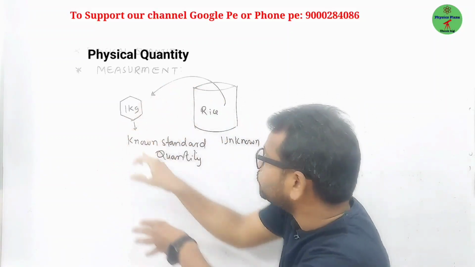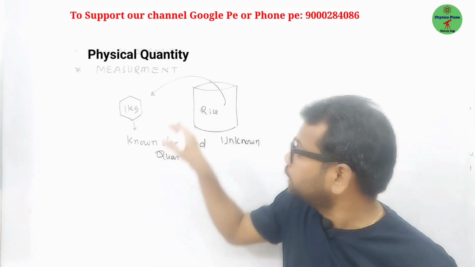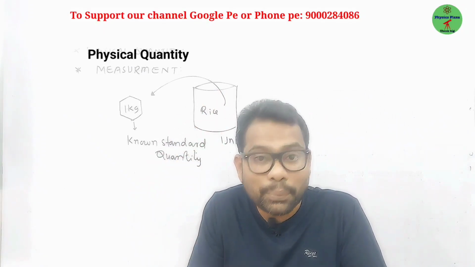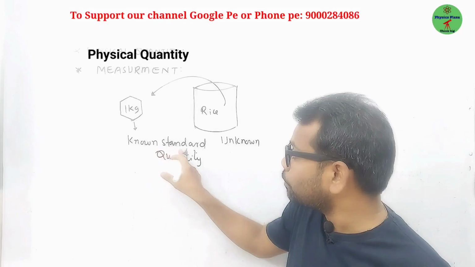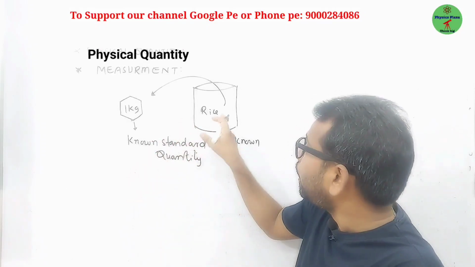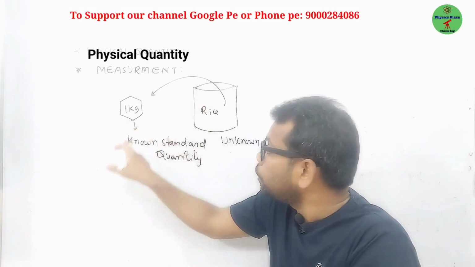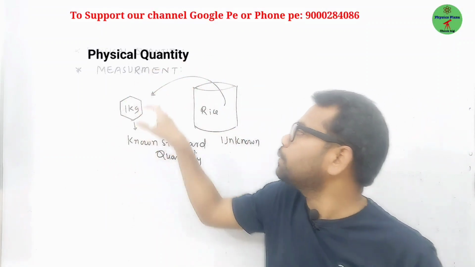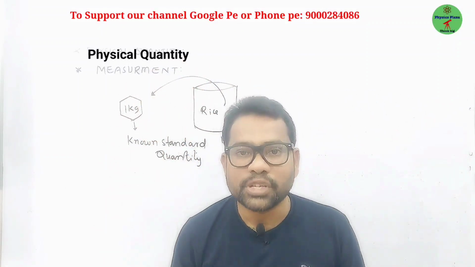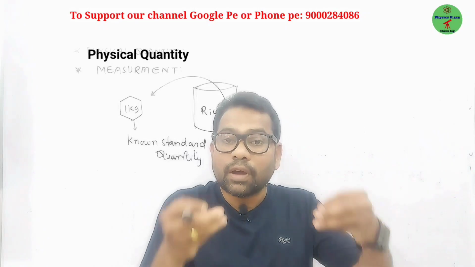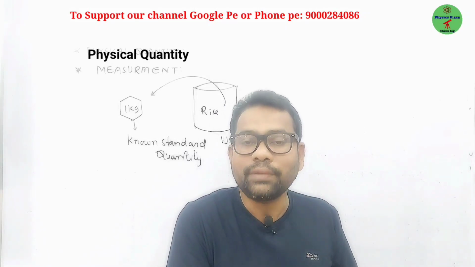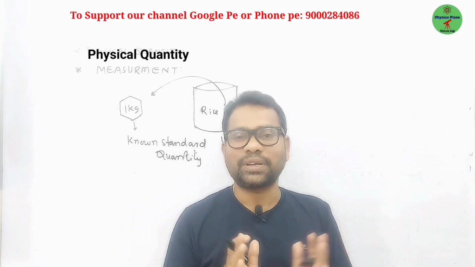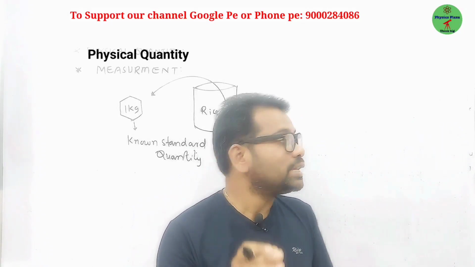Means here some process is going on, right? In this process, what are we doing? We are comparing an unknown quantity with a known standard quantity. This process only we can call a measurement. So children, what is a measurement? The process of comparison of an unknown quantity with a known standard quantity is called measurement. Is the point clear? Yes.